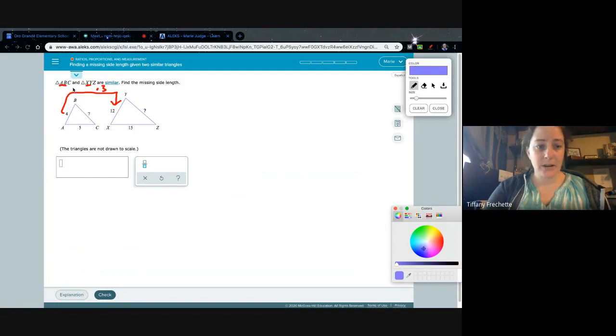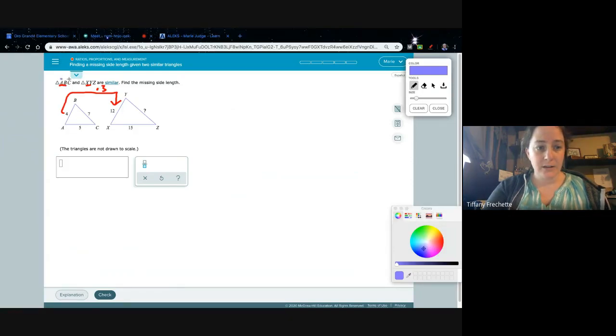And then here, I'll switch colors up here. So the next one, let's go AC. So I'm going to do it on the top here. AC, so the first and the last goes with XZ because that's in the first and last position. So AC to XZ like this. So what do I have to multiply by to get from 5 to 15? 3. So that's our scale.